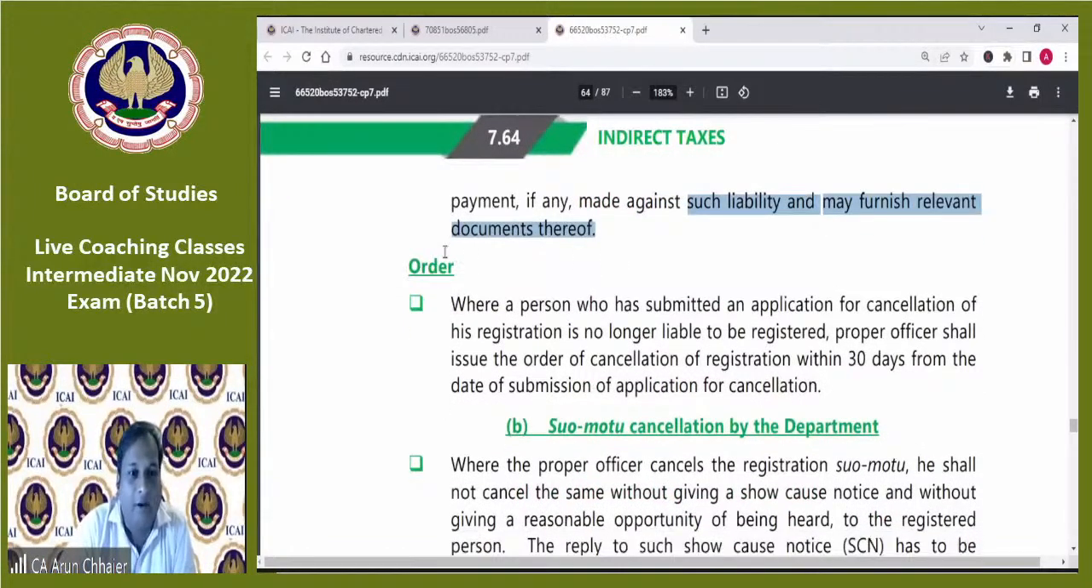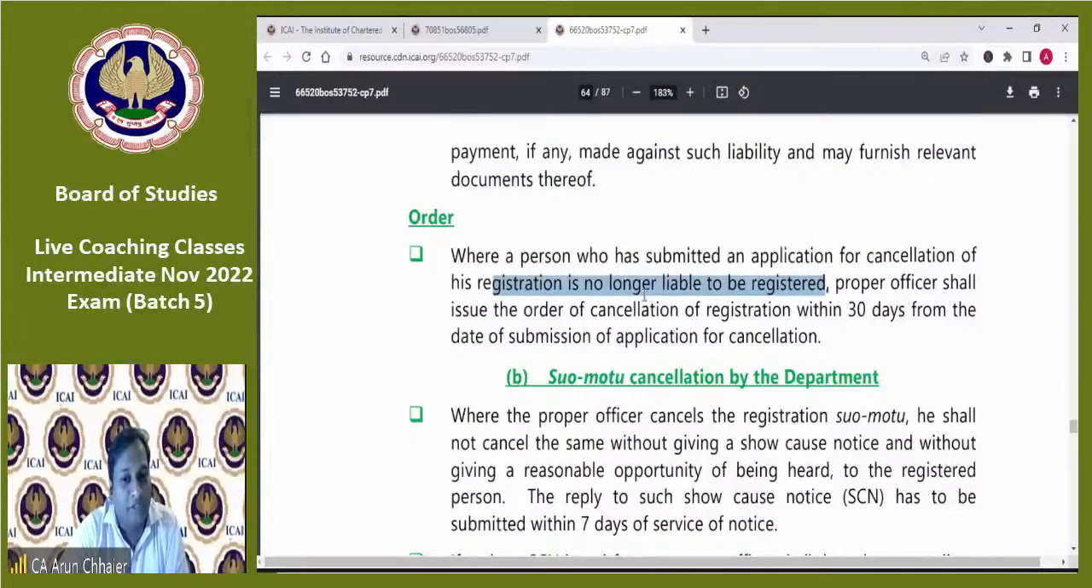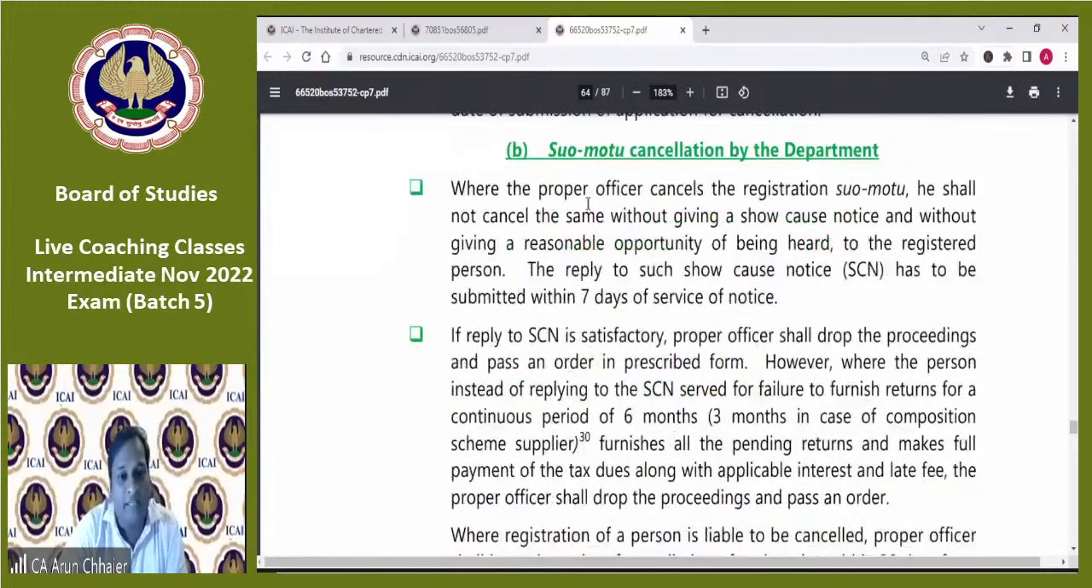Orders: where a person who has submitted the application for cancellation is no longer liable to be registered, the proper officer shall issue the order of cancellation within 30 days from the date of submission of the application for cancellation. Suo motu cancellation, where the officer cancels the registration.